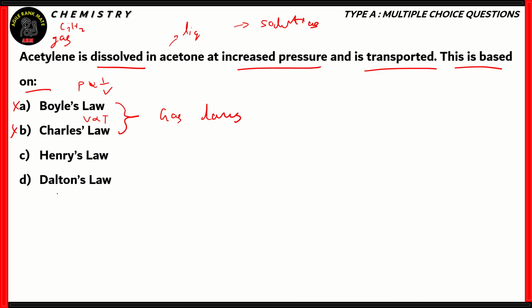Now, what about option D, Dalton's law? Dalton's law talks about partial pressure, which is an important concept when it comes to solutions. However, Dalton's law itself states that total pressure is the sum of the partial pressures of its constituents. So if you have three gases, then the total pressure is the sum of the partial pressures of each gas.